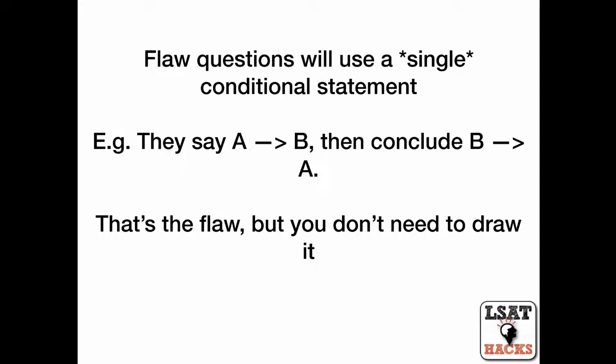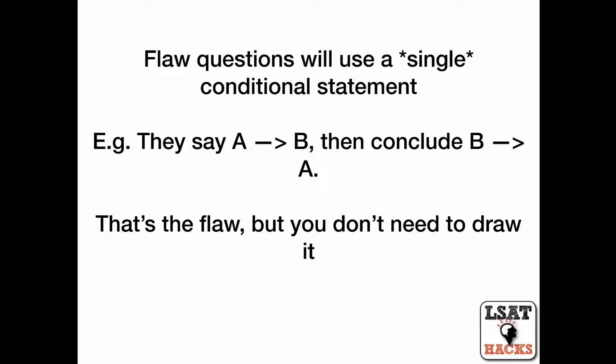So here's an example of a question type not to draw. Flaw questions will sometimes use a single conditional statement. They'll say something like all A's are B's, and then they'll conclude all B's are A's. This is an incorrect reversal. And if you need to draw this to figure out that they've done an incorrect reversal, then fine, you can do it. But you should aim to get good enough with this that you don't have to draw it, because that's the whole flaw. They do a conditional statement, they get it backwards. Or they do a conditional statement, they incorrectly negate it.